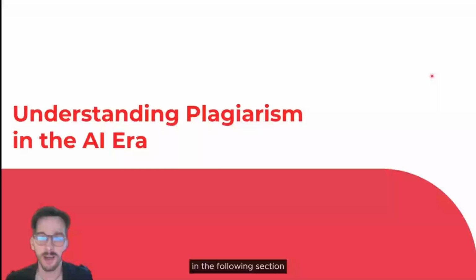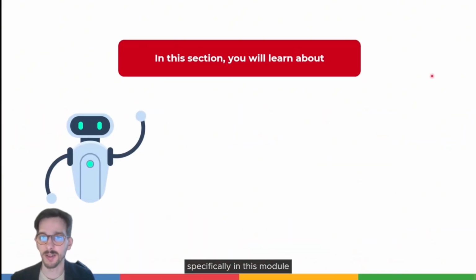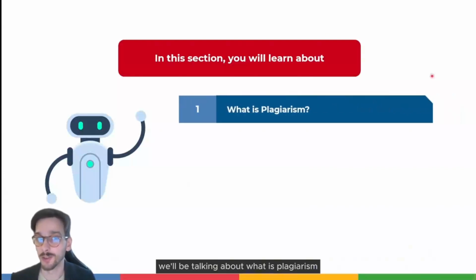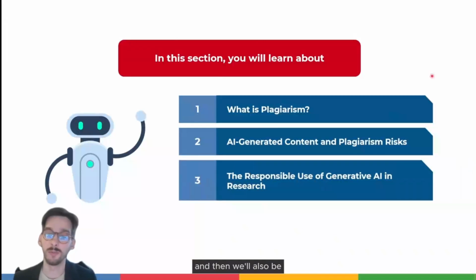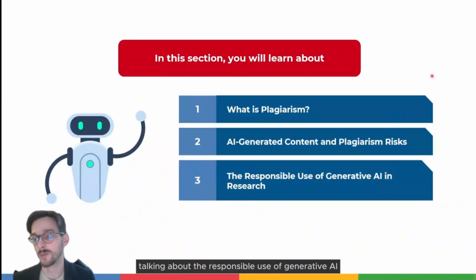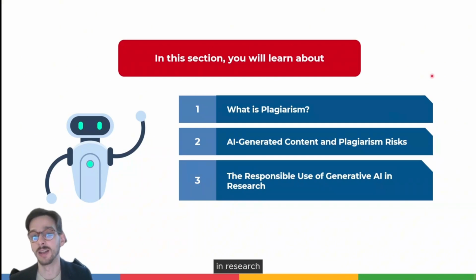In the following section, we'll be talking about understanding plagiarism in the era of AI. Specifically, in this section, we'll be talking about what is plagiarism. We'll be talking about the risks of plagiarism. And then we'll also be talking about the responsible use of generative AI in research.